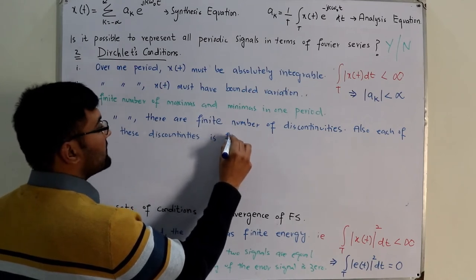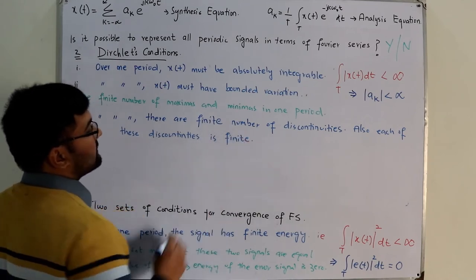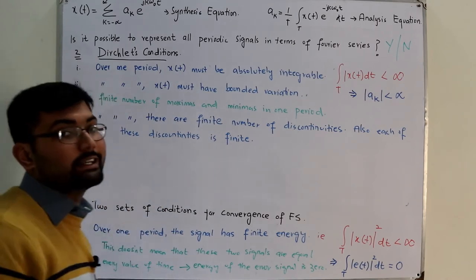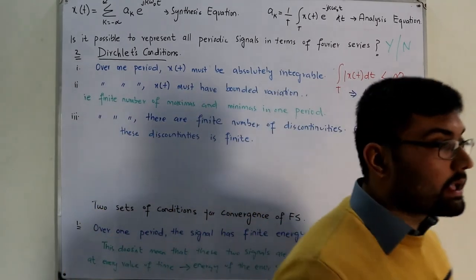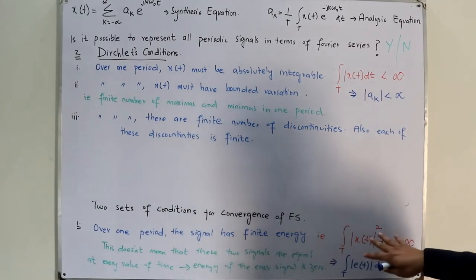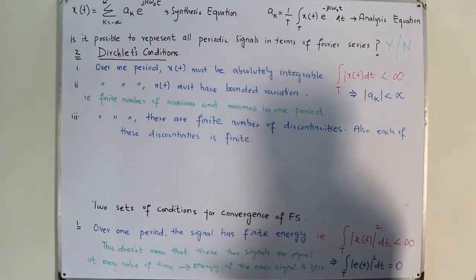So I hope I have written the spelling correct. Discontinuities. Well, it does not seem correct, but this is not an English class. So the first condition was what? That over one period it has a finite energy, right? This is the first condition.